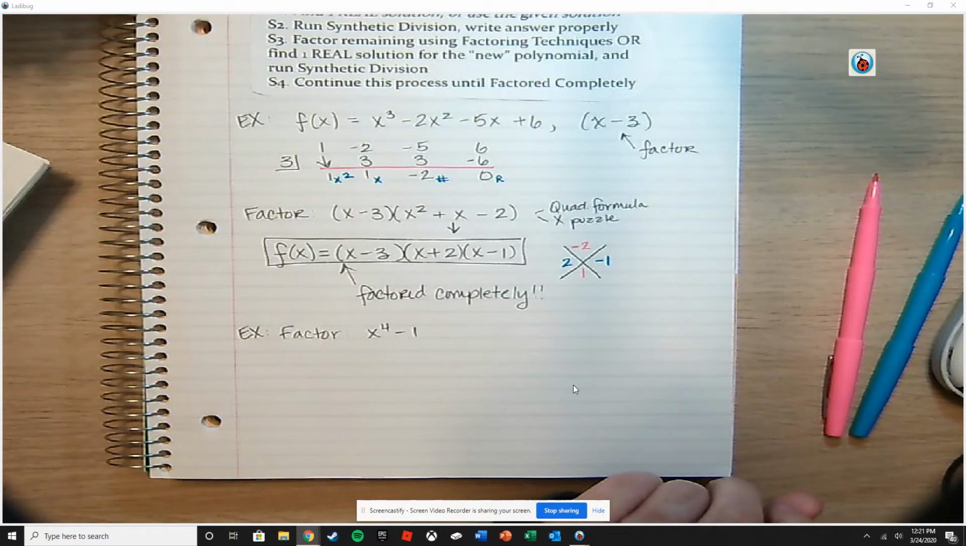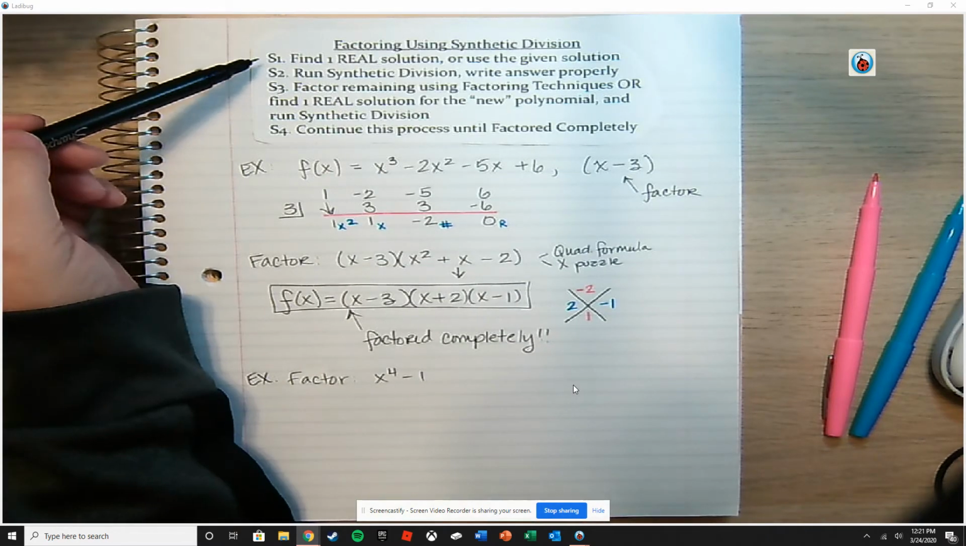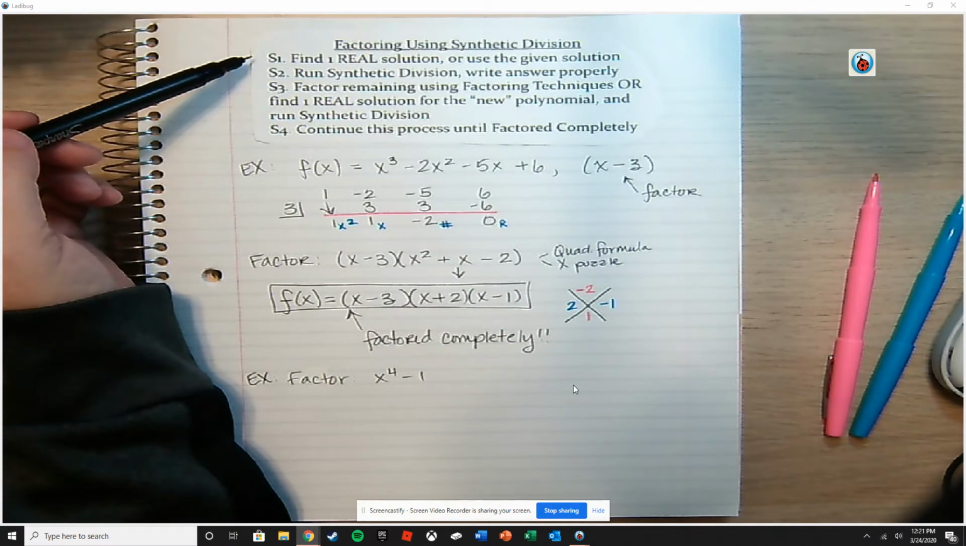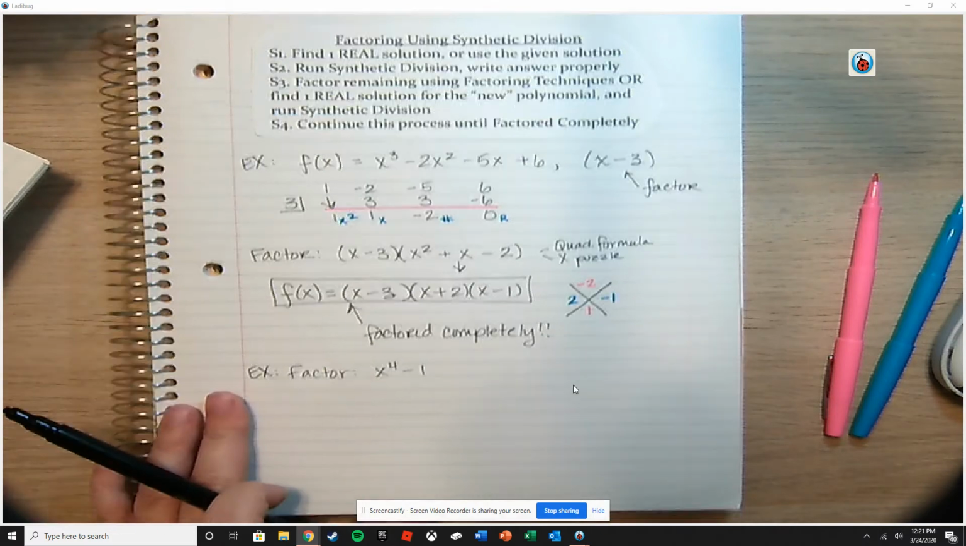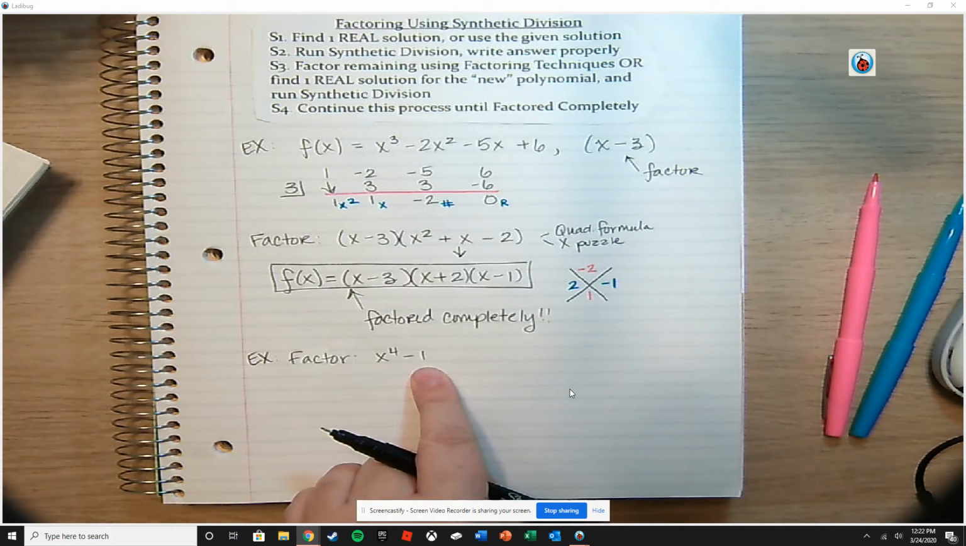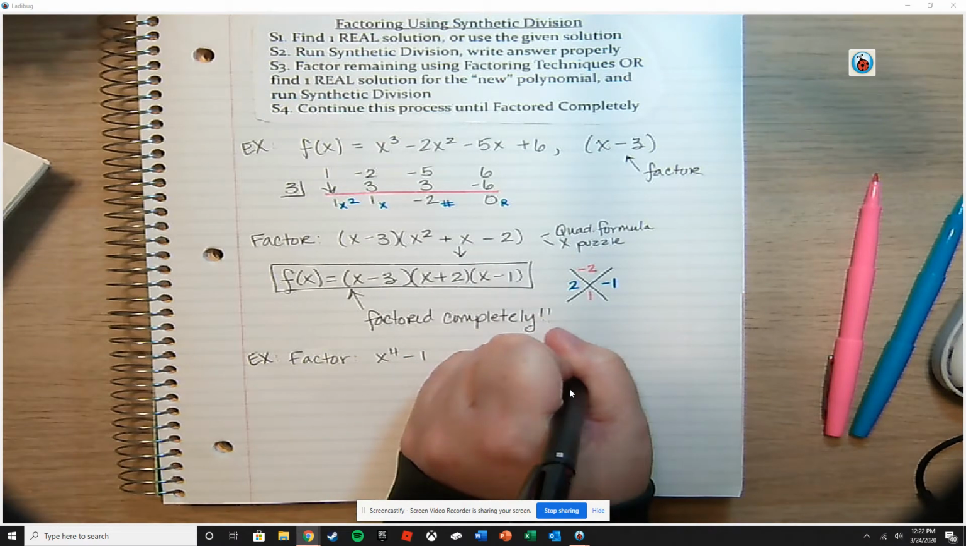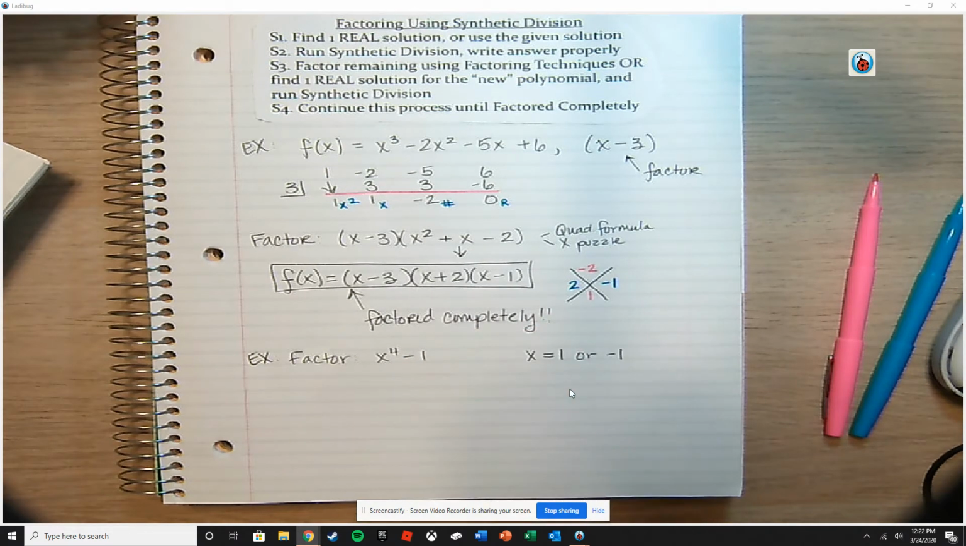All right, you guys, so I'm going to factor x to the fourth minus 1 completely, and I'm going to use step 1 where it says find one real solution or use the given solution. Okay, and if you remember on the Desmos video, we know that this polynomial crosses the x-axis at x equals 1 or negative 1.